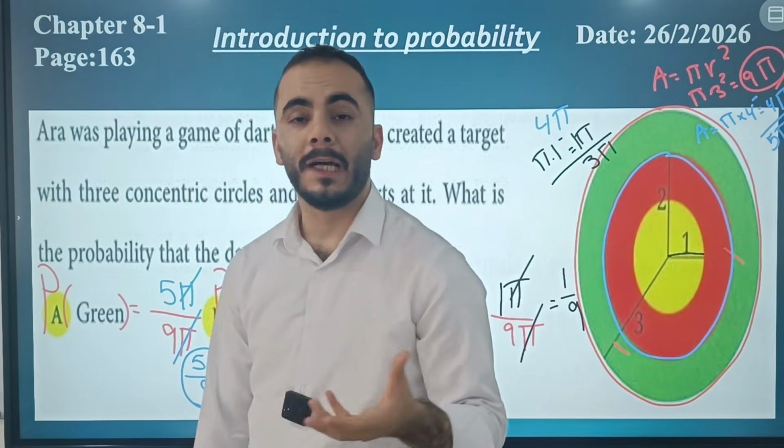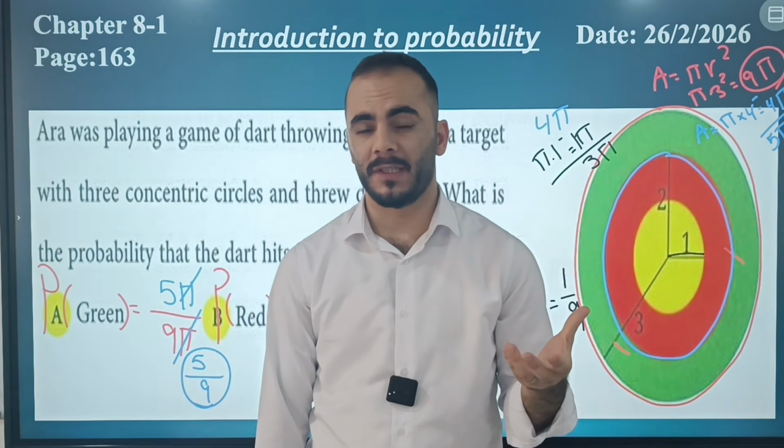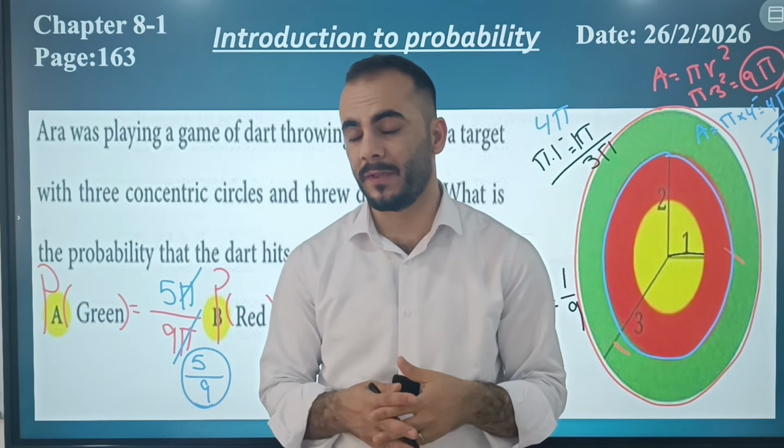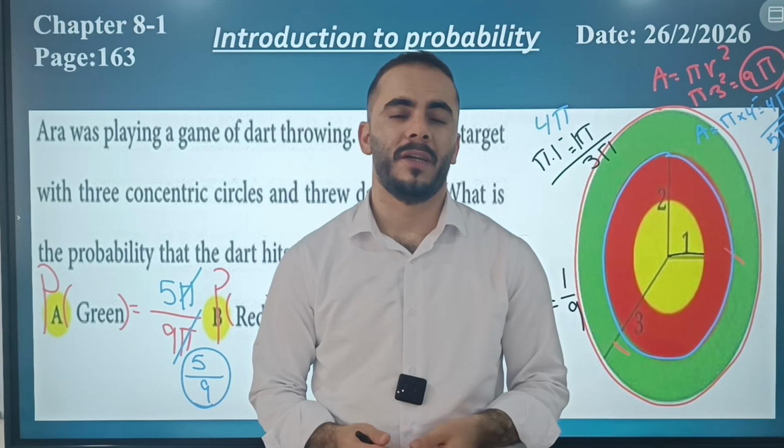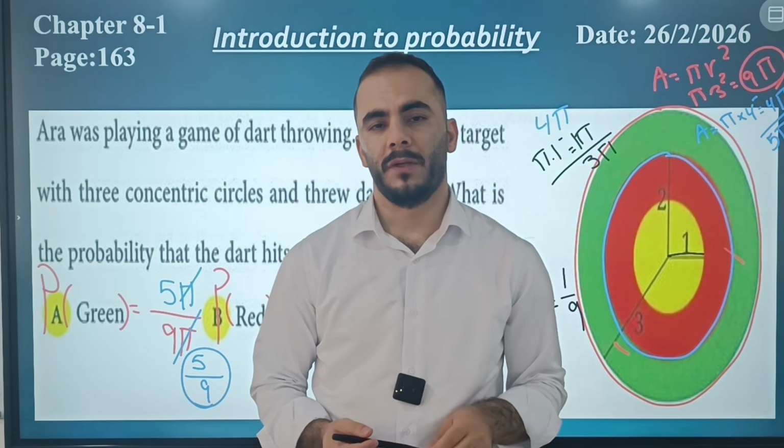I hope that you go and solve all the exercises that are left, which we couldn't solve because of the time. I don't want to make it longer. That's all about probability in grade 10's book, first section.